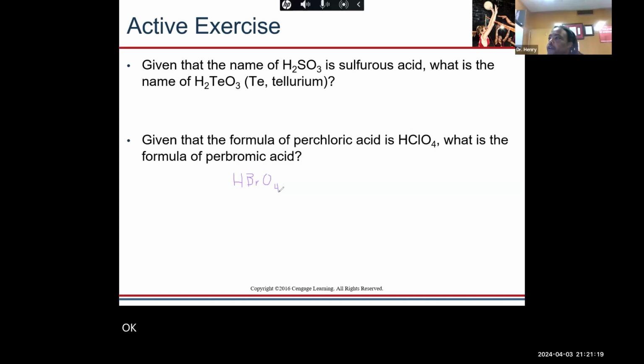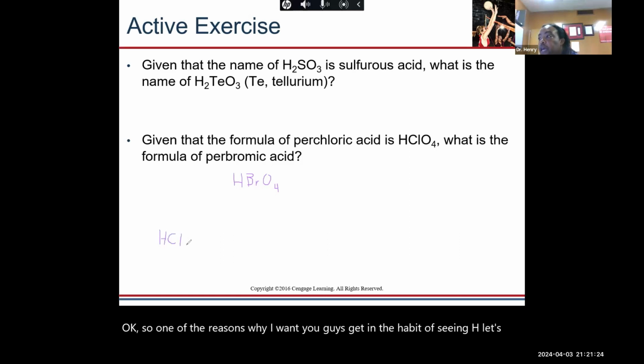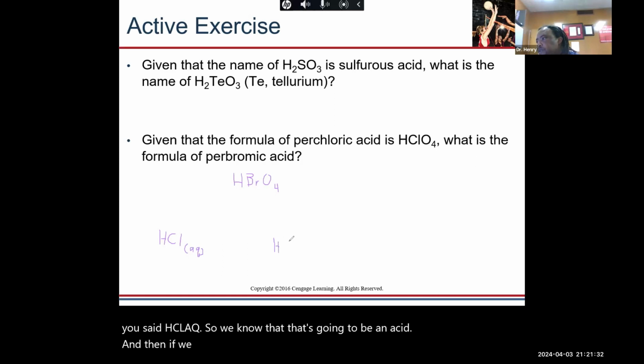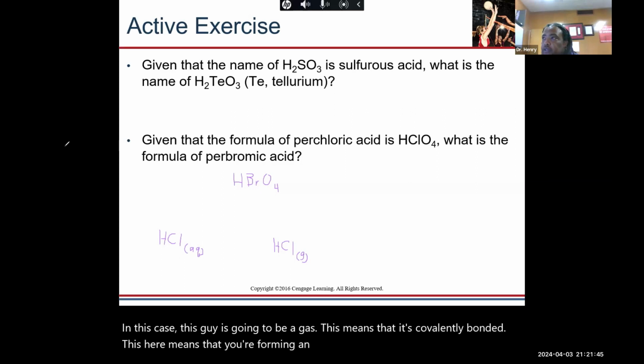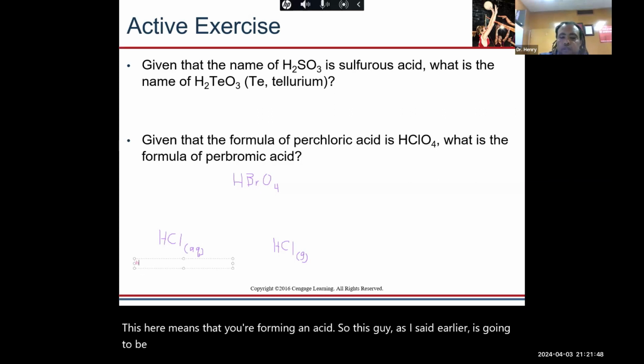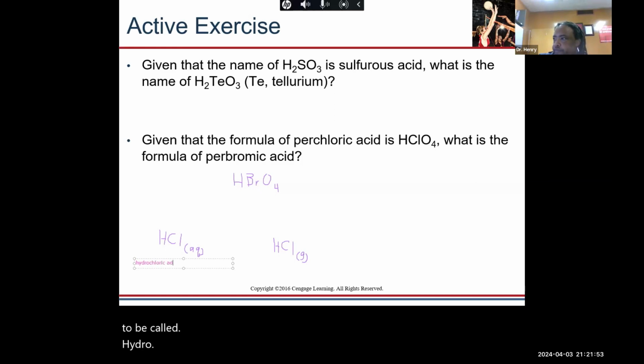One of the reasons I want you to get in the habit of seeing this: if you have HCl with AQ, we know that's going to be an acid. If we have HCl with G, this is going to be a gas. This means it's covalently bonded, while AQ means you're forming an acid. So as I said earlier, this one is called hydrochloric acid.